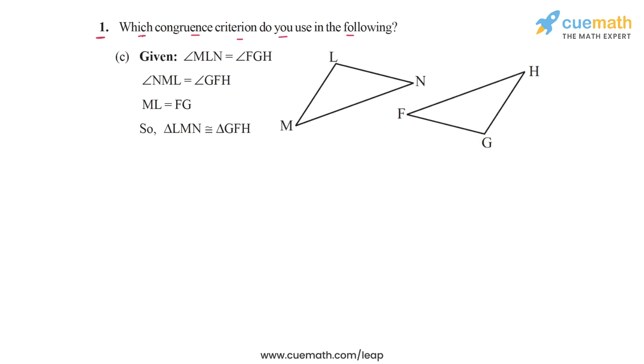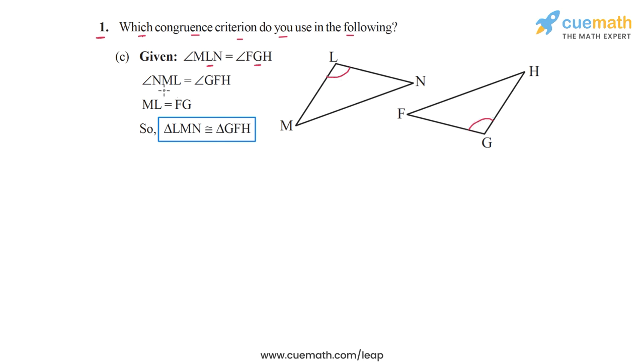Now let's go to part C, in which we have these two triangles LMN and GFH. So these are the two triangles that have been claimed as congruent triangles, and we are given that angle MLN is equal to angle FGH. Angle MLN is this angle, FGH is this angle here.